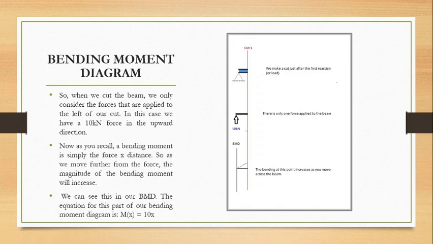Now, if you recall, the bending moment is simply force into distance. The formula of bending moment is force into distance. So as we move further from the force, the magnitude of the bending moment will increase, and this increase will be shown here in the bending moment diagram. So putting the values in the bending moment formula, we have force 10 kilonewton into distance, which is x, so the bending moment at point x is equal to 10x.